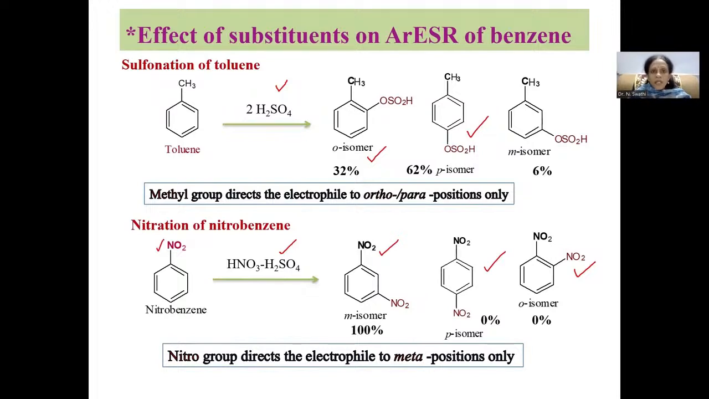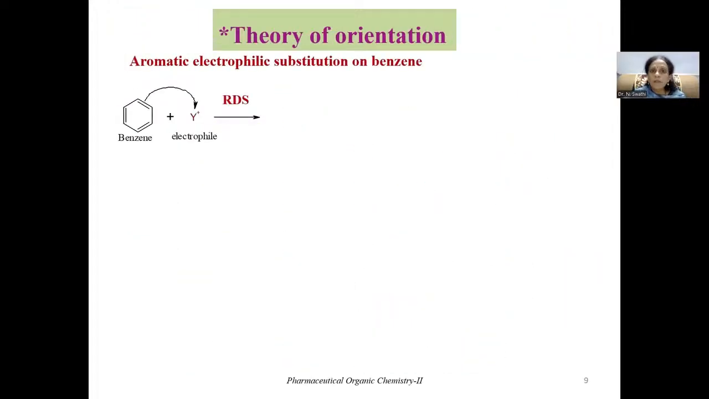Now let us try to understand why certain groups allow only ortho or para attacks, while other groups allow only the meta attack. So this is considered as the orientation of the reaction. Orientation is nothing but the point of attack of the electrophile on the aromatic ring system. In order to understand the preferred point of attack of the electrophile, we need to consider the rate determining step in these aromatic electrophilic substitution reactions.